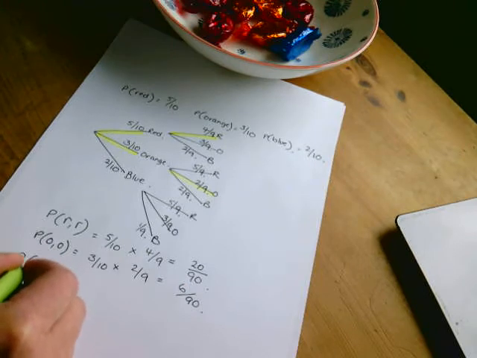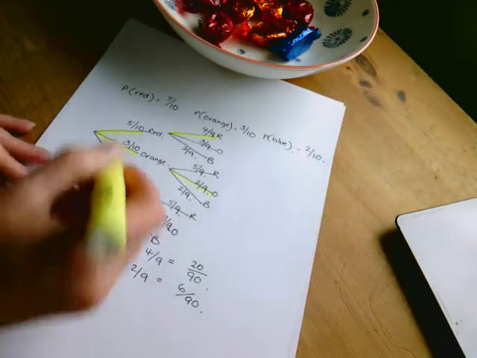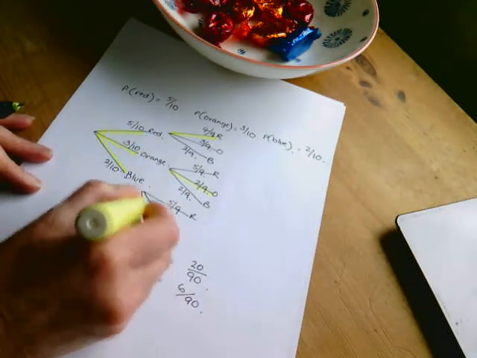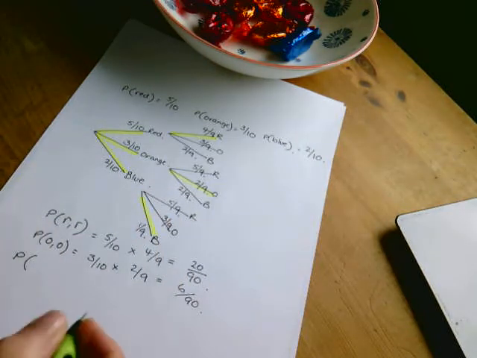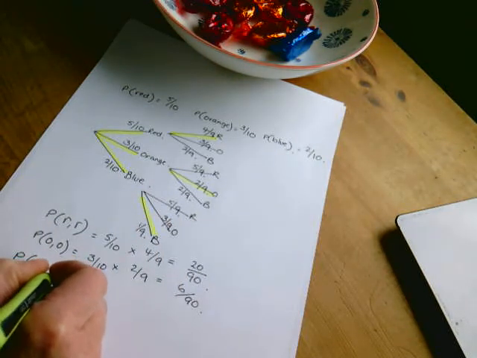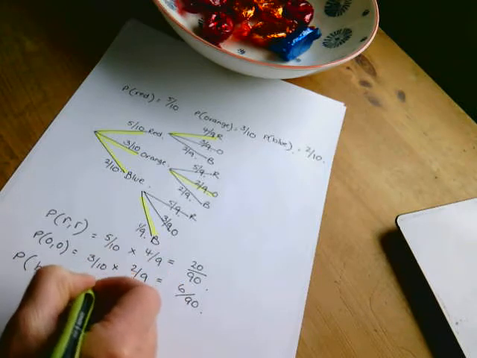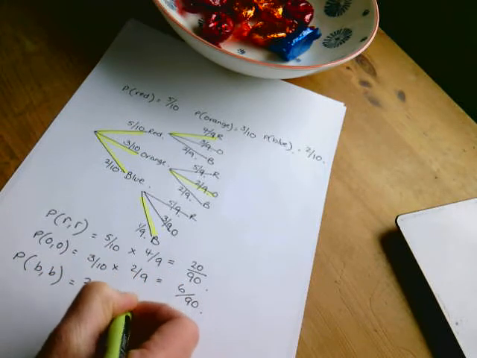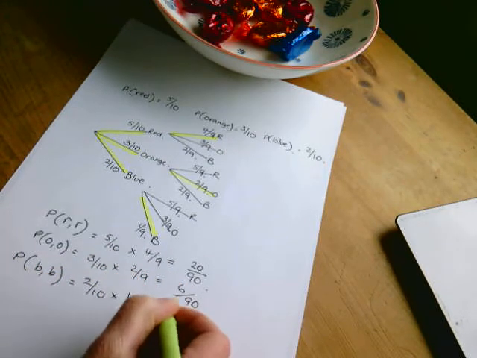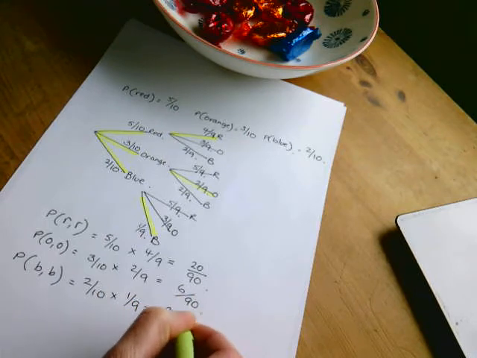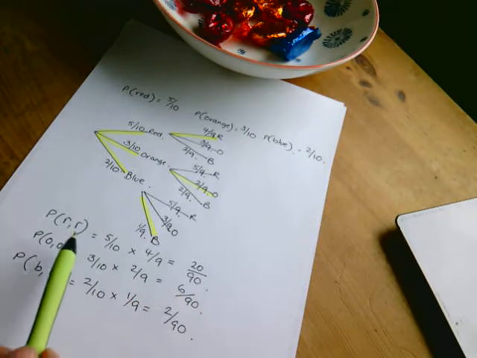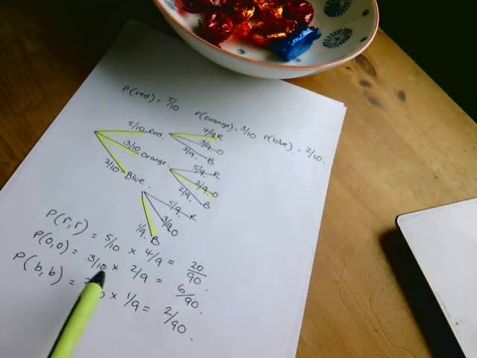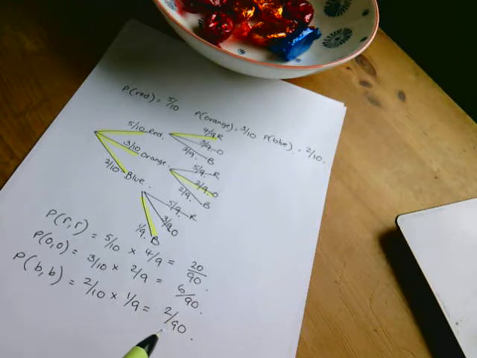And lastly, the probability of taking blue and then blue is going to be 2 over 10 times 1 over 9. 2 times 1 is 2, 10 times 9 is 90. So the probability of red, red is 20 over 90, orange, orange is 6 over 90, and blue, blue is 2 over 90. So these are each of the different ways in which I could get two sweets the same.